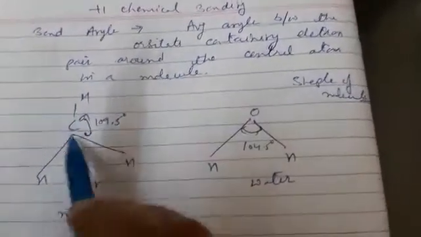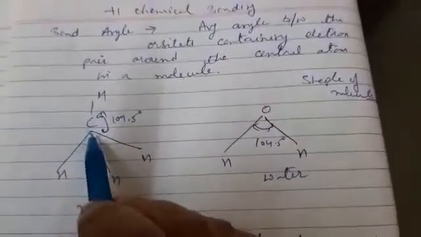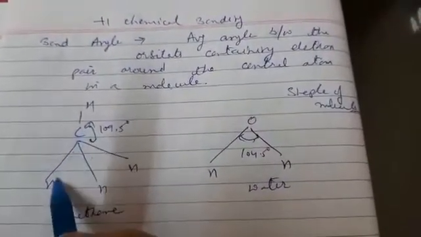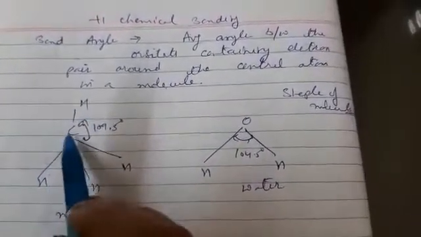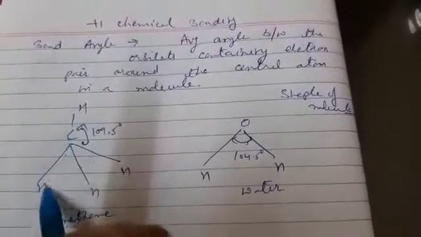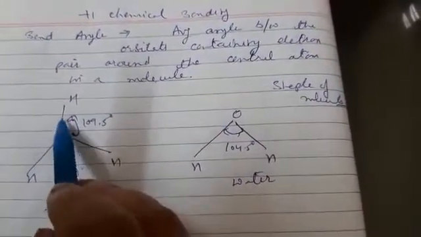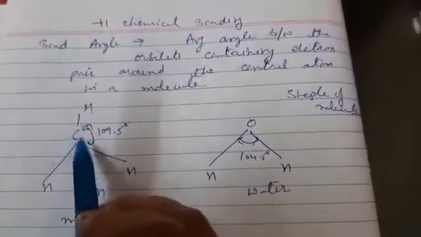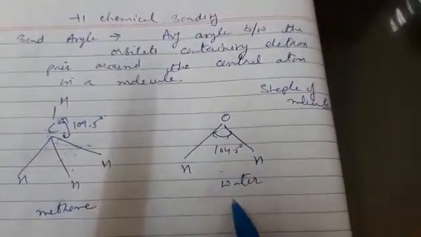I will explain with the help of an example, like in case of methane. In this case the central atom is carbon, the average angle between the orbitals containing electron pair around the central atom. So this is the central atom. It forms a bond with 4 atoms of hydrogen. The bond angle between hydrogen, carbon and hydrogen is 109.5 degree.